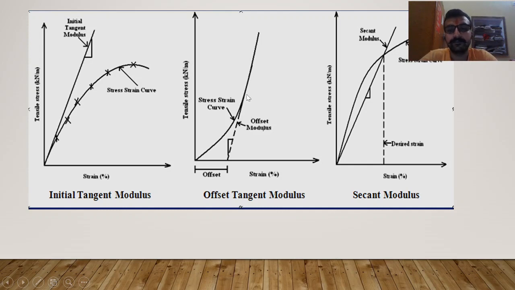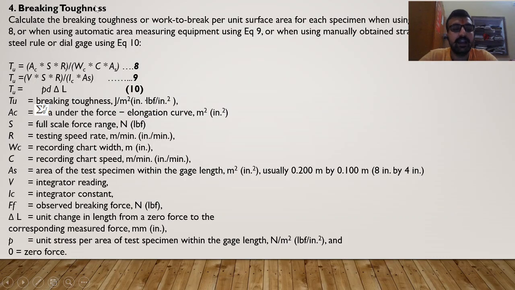And breaking toughness is also calculated only if it's asked. Breaking toughness is calculated depending upon the specimen we are using. If we are using an XY recorder, then we will use equation 8. If we are using automatic area measuring equipment, then we'll use equation 9. Or if we are using manually obtained strain measurement, then we'll use equation 10.